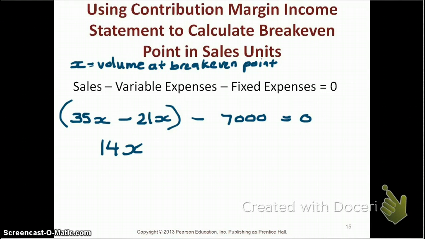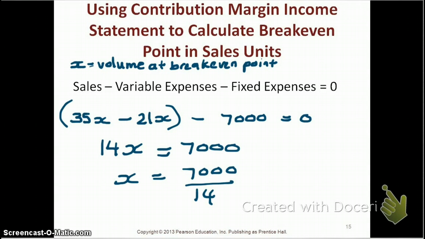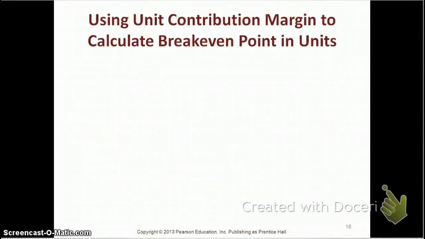So you simply solve for X. You're going to simplify: 14X is equal to 7,000, and X is equal to 7,000 divided by 14, which will give you 500 posters. So your break-even point is 500 posters. If you sell 500 posters, this company doesn't make a loss, doesn't make a profit. The second method to calculate break-even point is to use your contribution margin per unit.